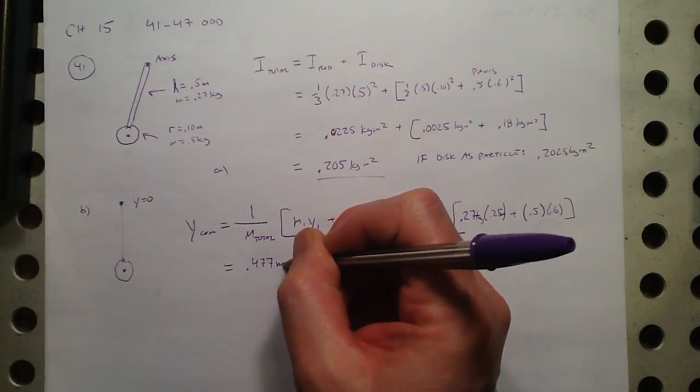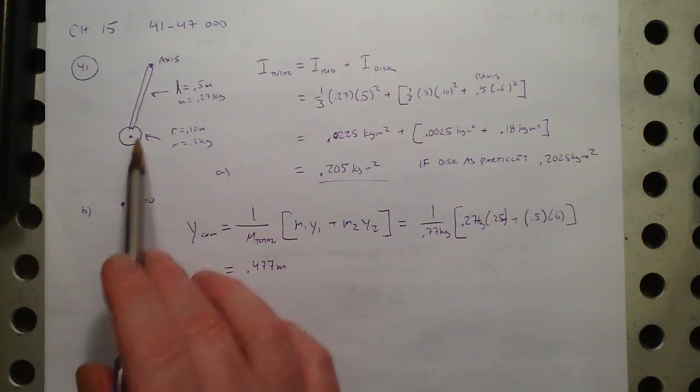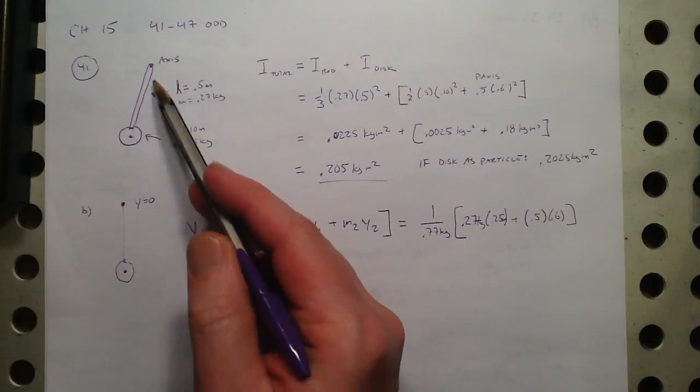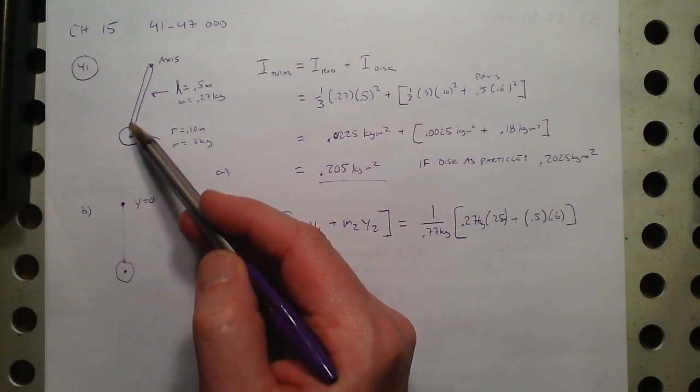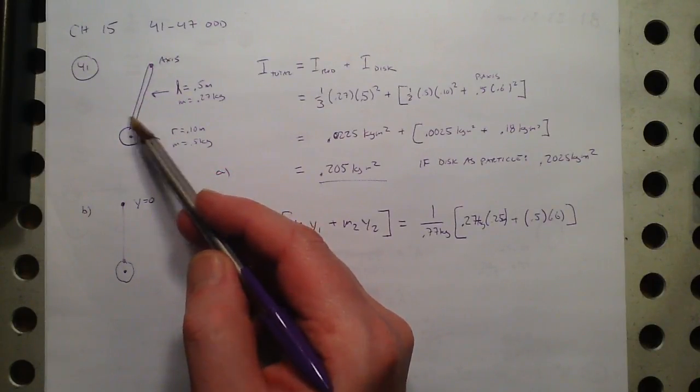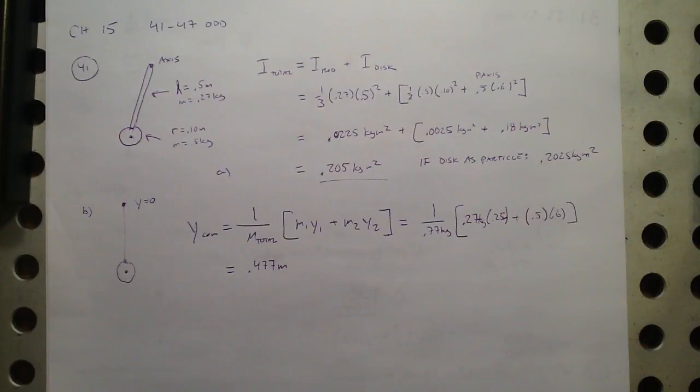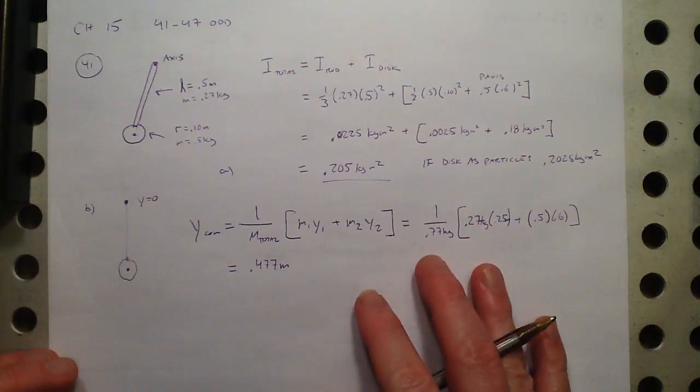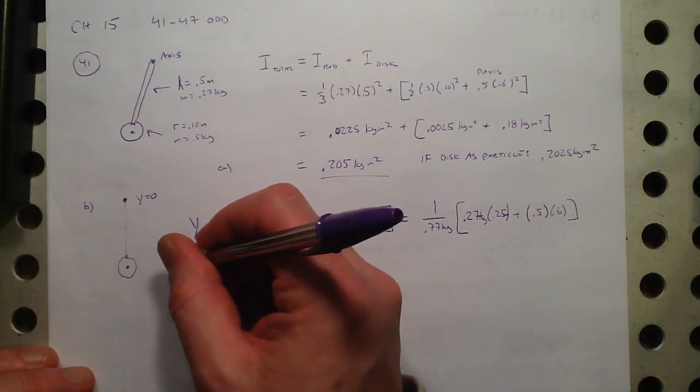And actually, in retrospect, that makes sense because the disk has more mass, so the disk is more influential here. It's pulling the center of mass further down here. So it's almost at the end of the rod there. Okay? And that's the answer for part B.